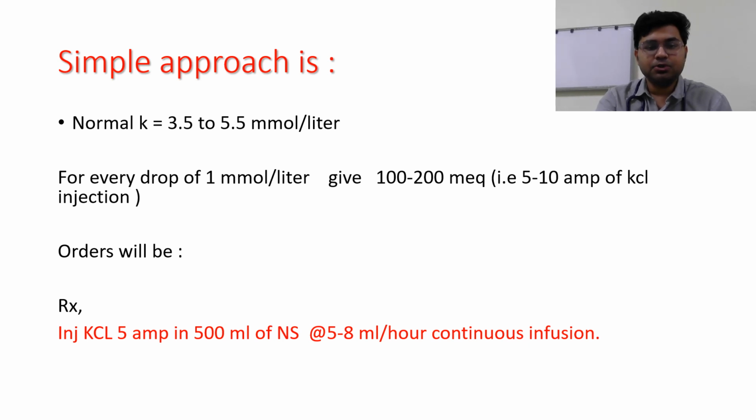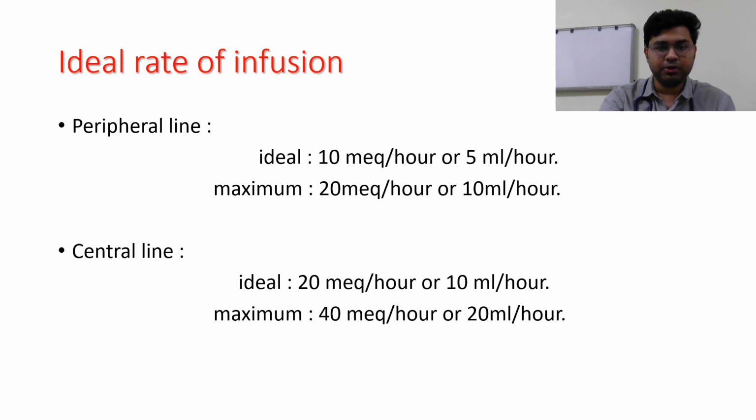So the simple approach is for every drop of 1 millimole per liter, give 100 to 200 milliequivalent of KCL. So the final order will be injection KCL 5 ampule in 500 ml of NS, which can be given at the rate of 5 to 8 ml per hour. We can also give it in 100 ml or in some cases neat also, but what you have to keep in mind is whether your patient is getting thrombophlebitis or not. You have to regularly monitor the thrombophlebitis symptoms.